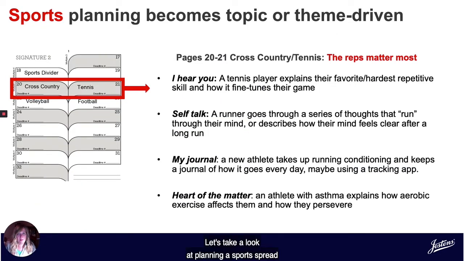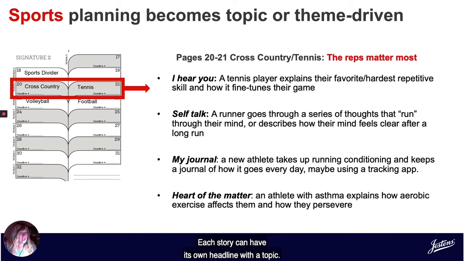Let's take a look at planning a sports spread that hypothetically has cross country and tennis on it divided into two pages. Traditionally, students will think about covering events that are happening for each of those teams. A more creative way of covering those kinds of sports might be to figure out an entire topic for the spread or a theme. In the case of this spread here, it might be something like the reps matter most, and we can divide the spread into 4 different stories or even more.